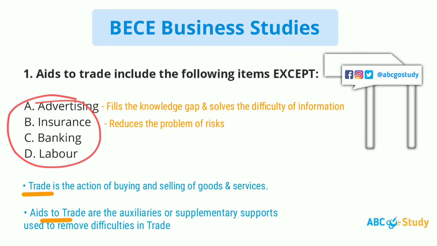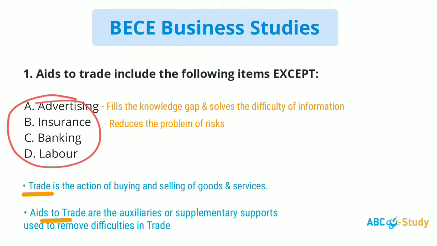Now let's talk about the third one. That's banking. We all know that banking is a key factor in our society today that we can't leave aside. Banking solves the problem of finance. It can provide an advance loan for you to be able to trade very well.